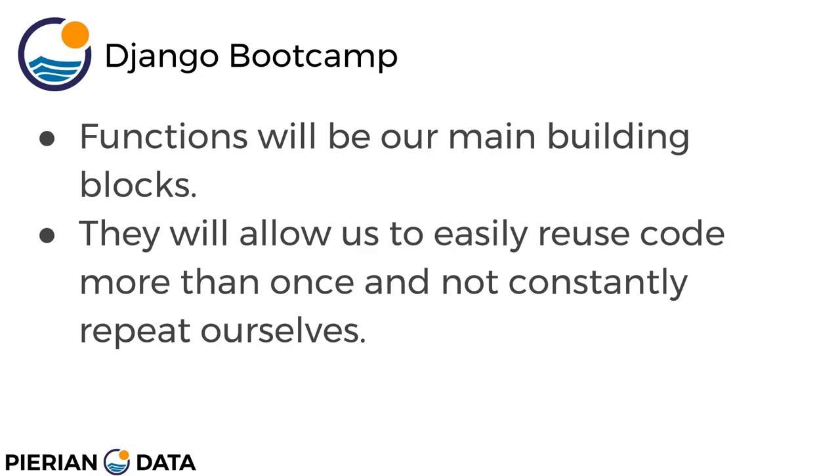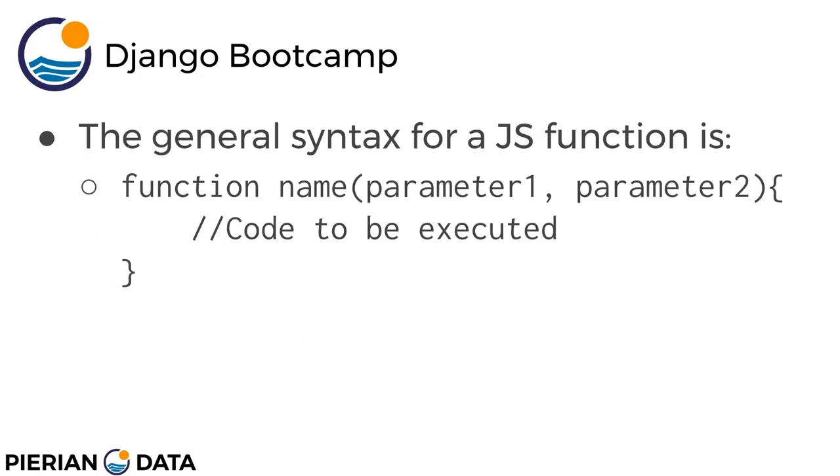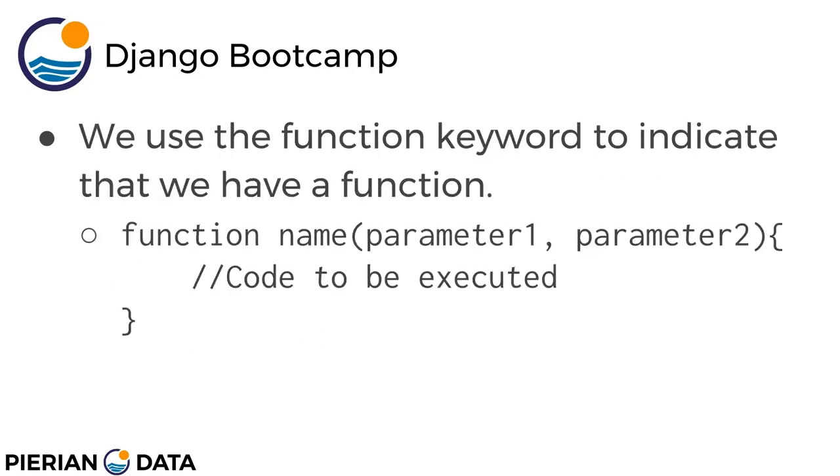But if this is your first time programming, let's take a little bit of time to describe what a function is and what it's going to look like in JavaScript, and then we'll hop over to the editor and code out a bunch of examples. So the general syntax for a JavaScript function looks like this. You have the keyword function, and that's going to indicate that you have a function. Then you have the actual name of your function, and you're going to decide whatever you want the name to be.